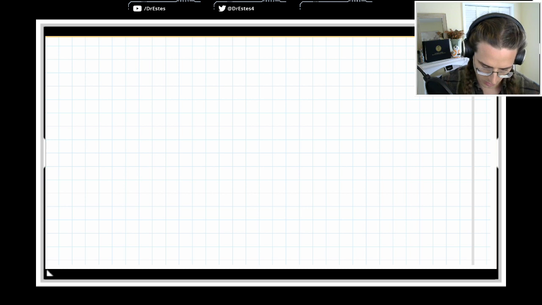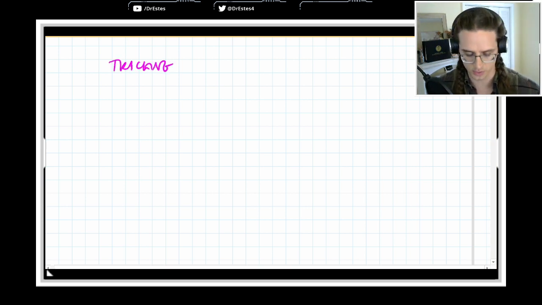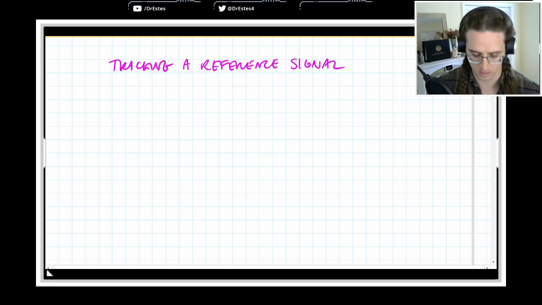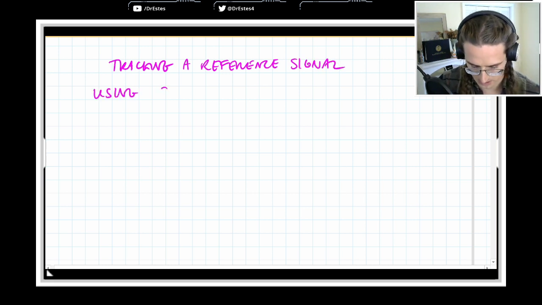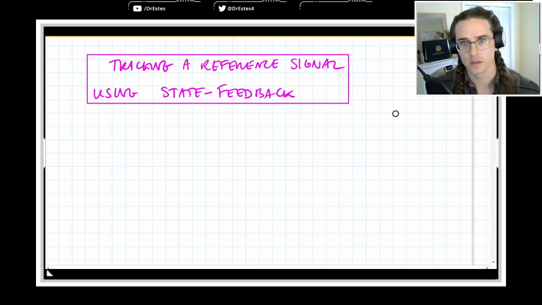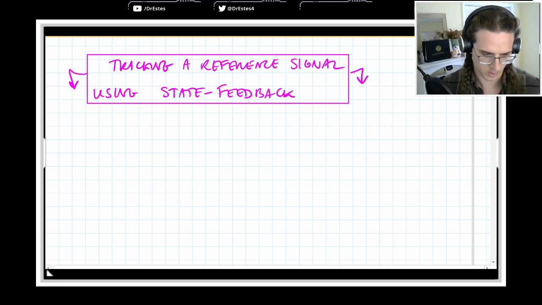Okay, so this is stuff related to Project 2: tracking a reference signal using state feedback. It's a little different with state feedback. So far, we've been covering the regulator problem. The regulator problem is where the reference signal is zero. So what do you do when it's not zero?